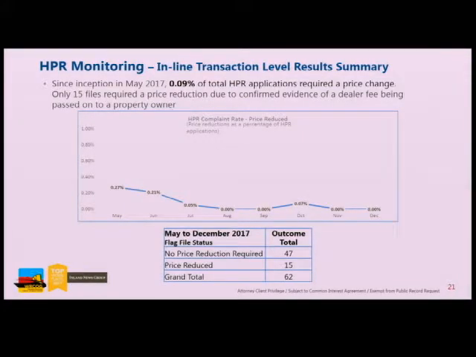This is a trend line that will show you what we've experienced with HERO promotional rates and monitoring pricing for dealer fees. In the entire time that this has been in the market, we have worked with contractors to reduce prices on 15 projects total, and that's when we found direct evidence that they passed a dealer fee on to the consumer, and the remedy for that is to lower the price and remove the dealer fee. Can I answer any questions about this?